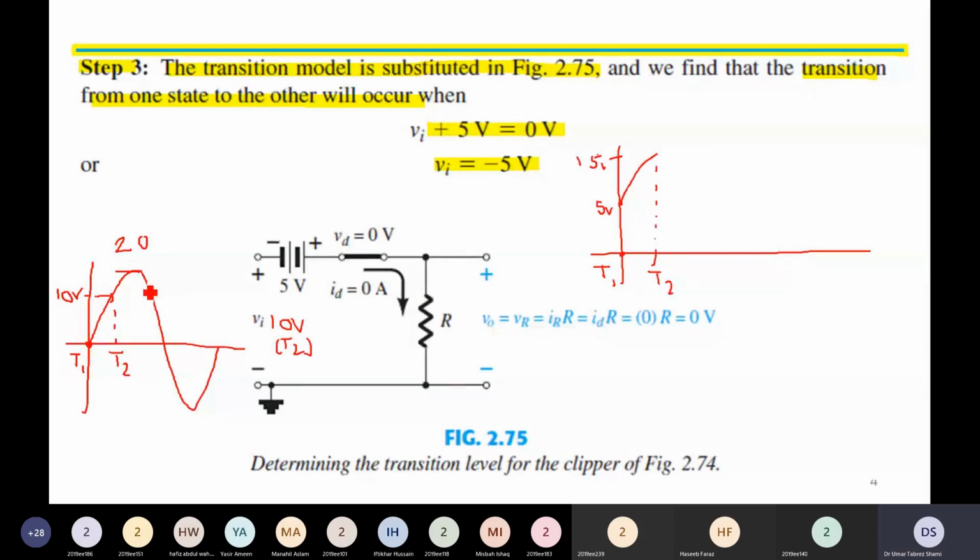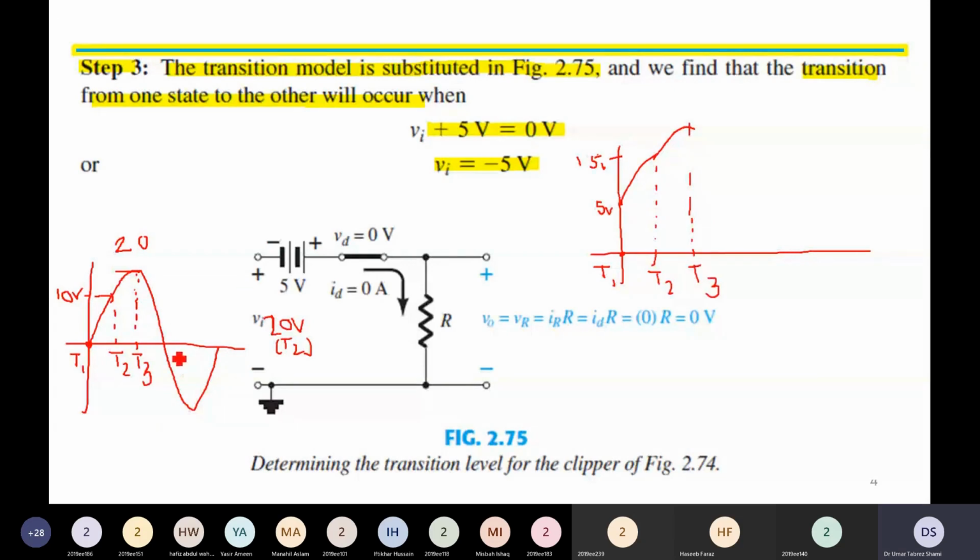Now let us look at what will happen at the maximum, time t3. At time t3 we have 20 volt. So this 20 volt is now available at the input. This 20 volt plus 5 volt of the DC battery will give us an increased voltage. This is time t3.